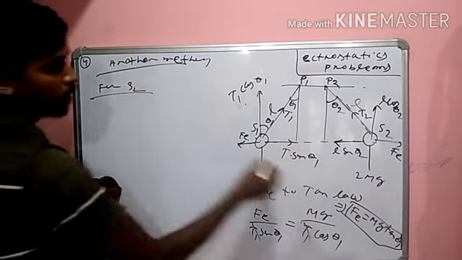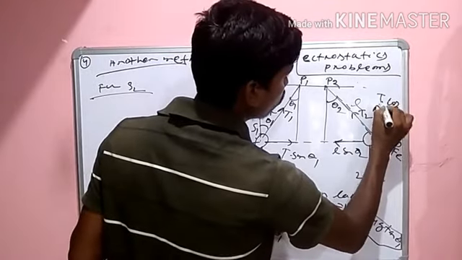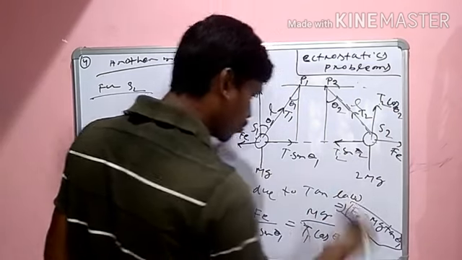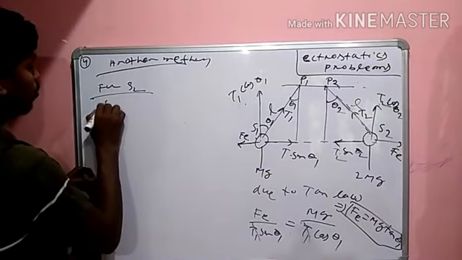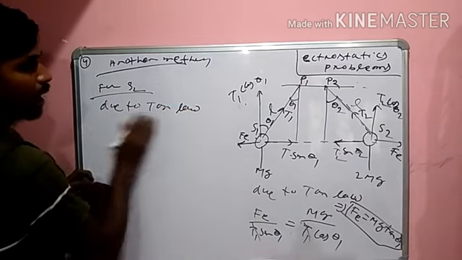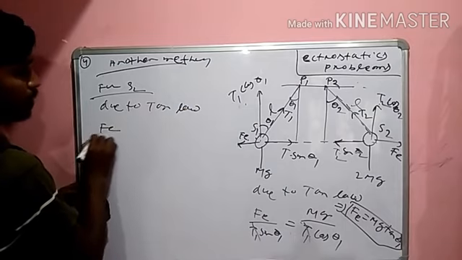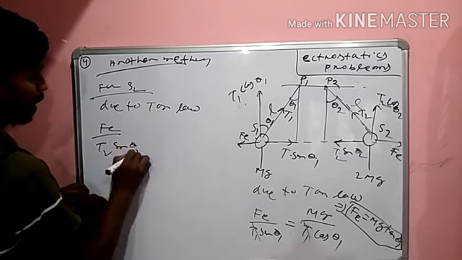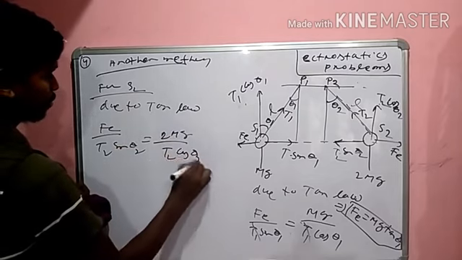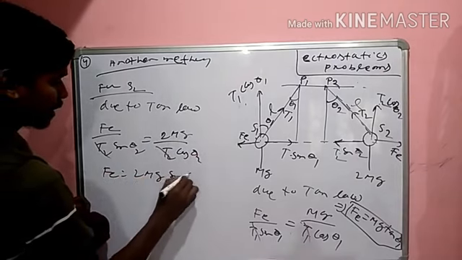Similarly, for S2, this is also T2, this is T2 cos theta 2, and this is T2 sin theta 2. Due to the tan law, we can write F by T2 sin theta 2 is equal to 2mg by T2 cos theta 2. These cancel each other. Similarly, we can write F is equal to 2mg tan theta 2.